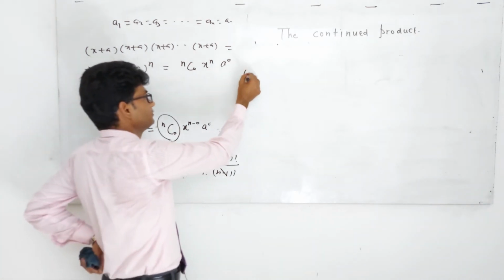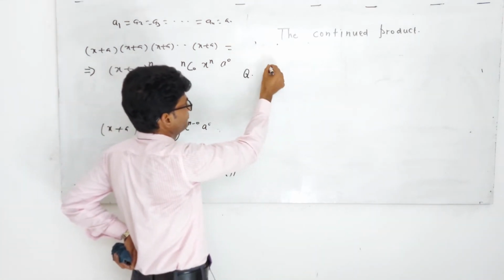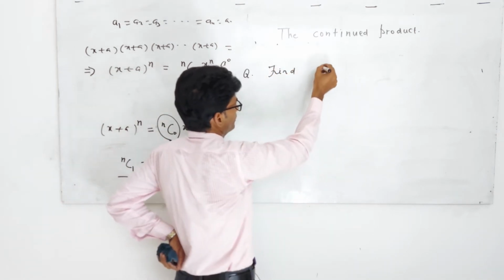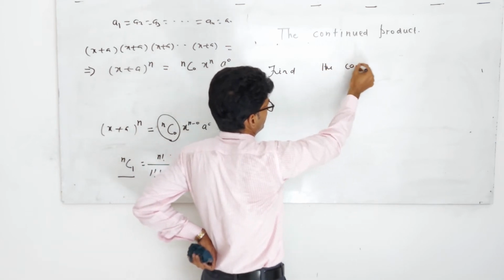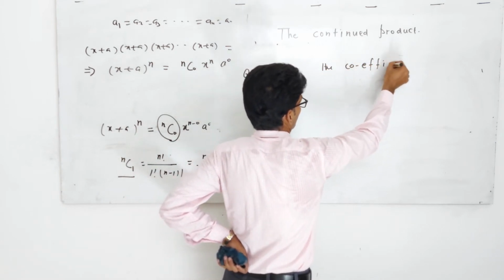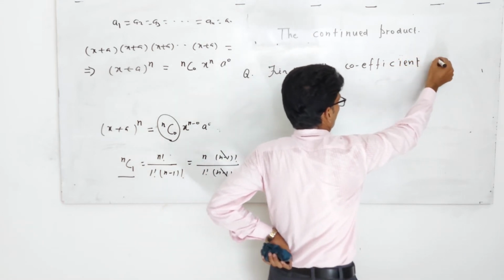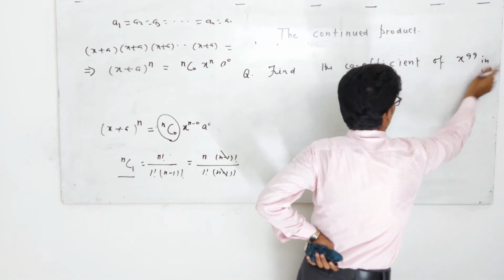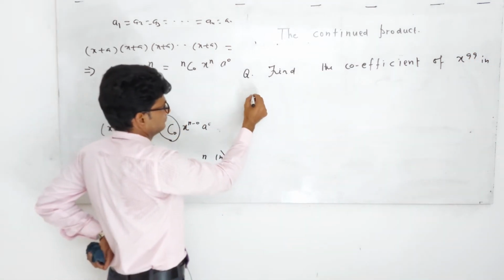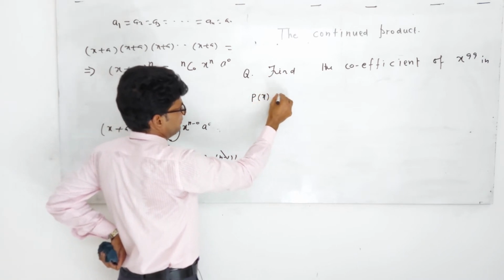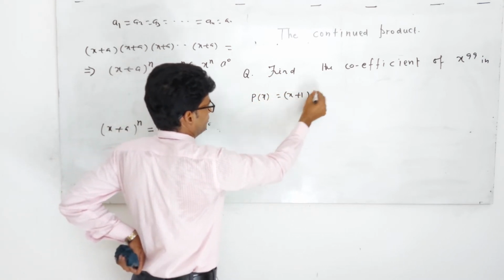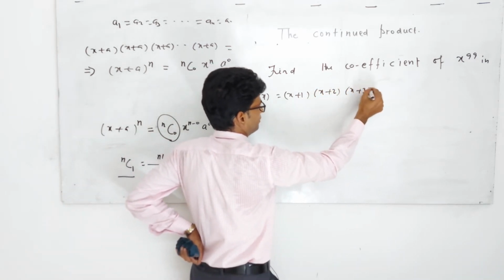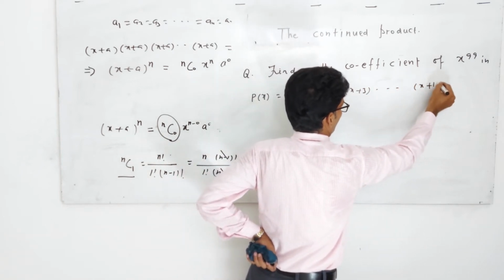So the question is, find the coefficient of x to the power of 99 in p of x is equal to x plus 1, x plus 2, x plus 3, dot dot dot, x plus 100.